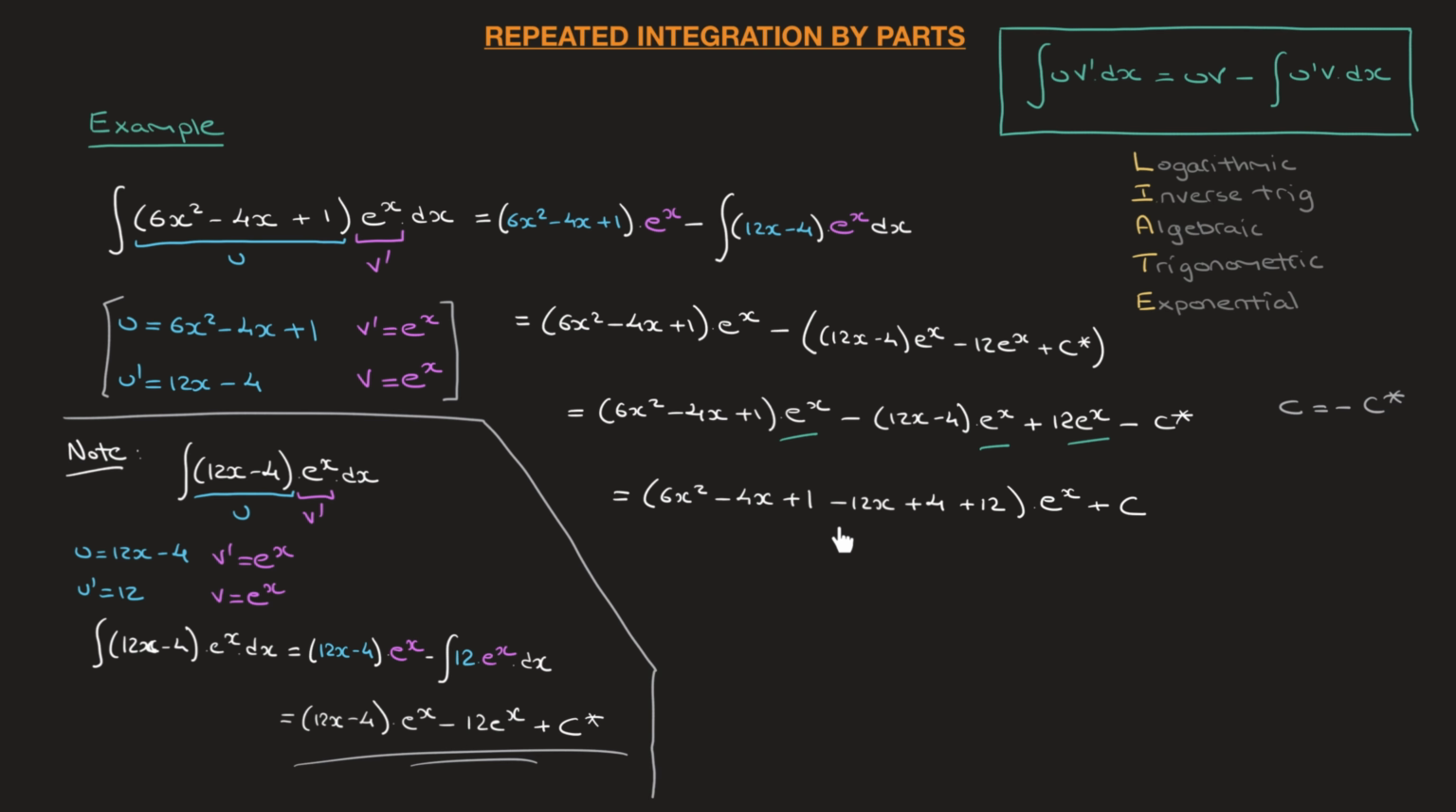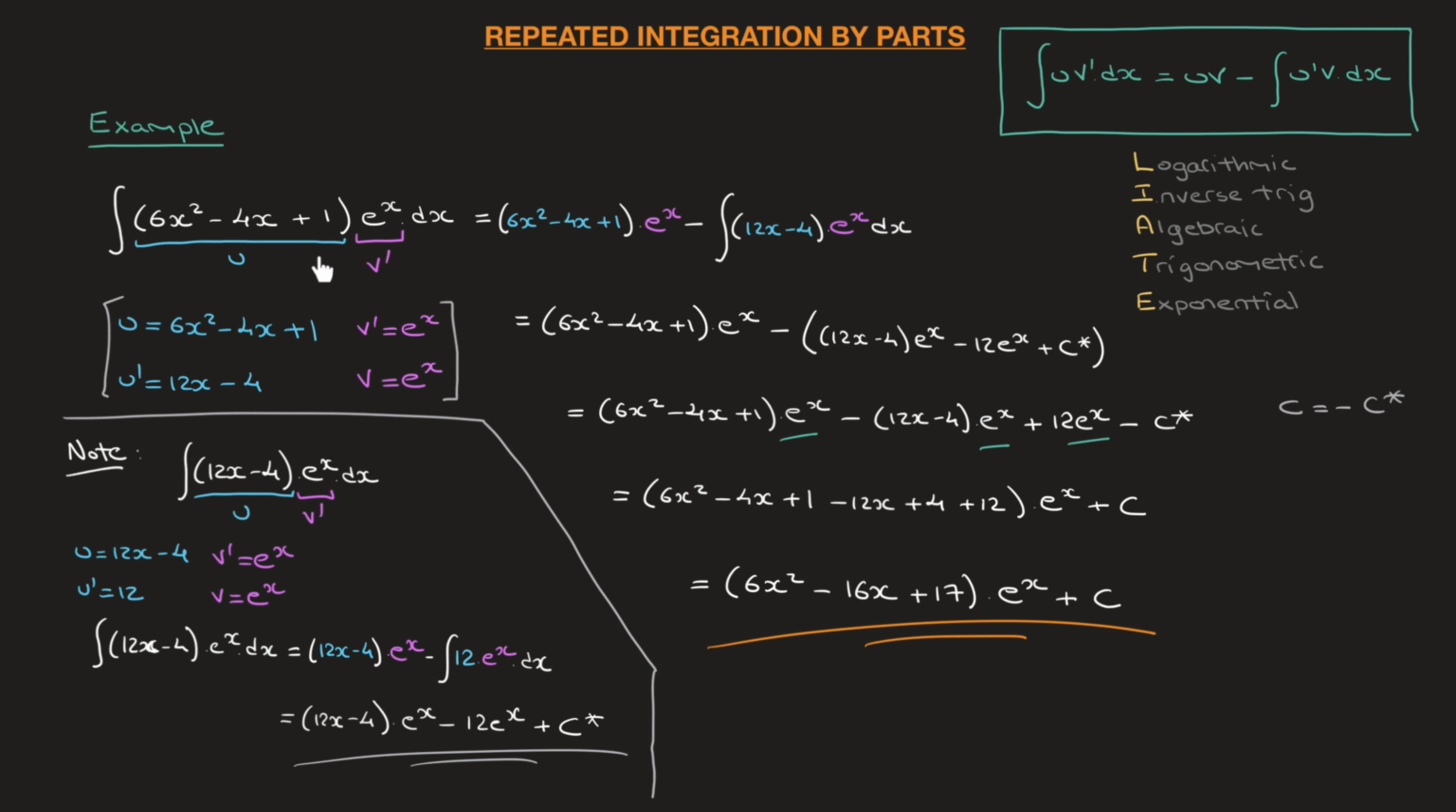Finally, gathering like terms in this pair of parentheses, we can state our final answer as, in parentheses, 6x² − 4x − 12x, so that's minus 16x, plus 1 plus 4 plus 12. So that's plus 17, and all of that multiplies e^x, and we have our constant of integration at the end here. And that's the final answer. And there we go. We've now worked our way through an example of repeated integration by parts.